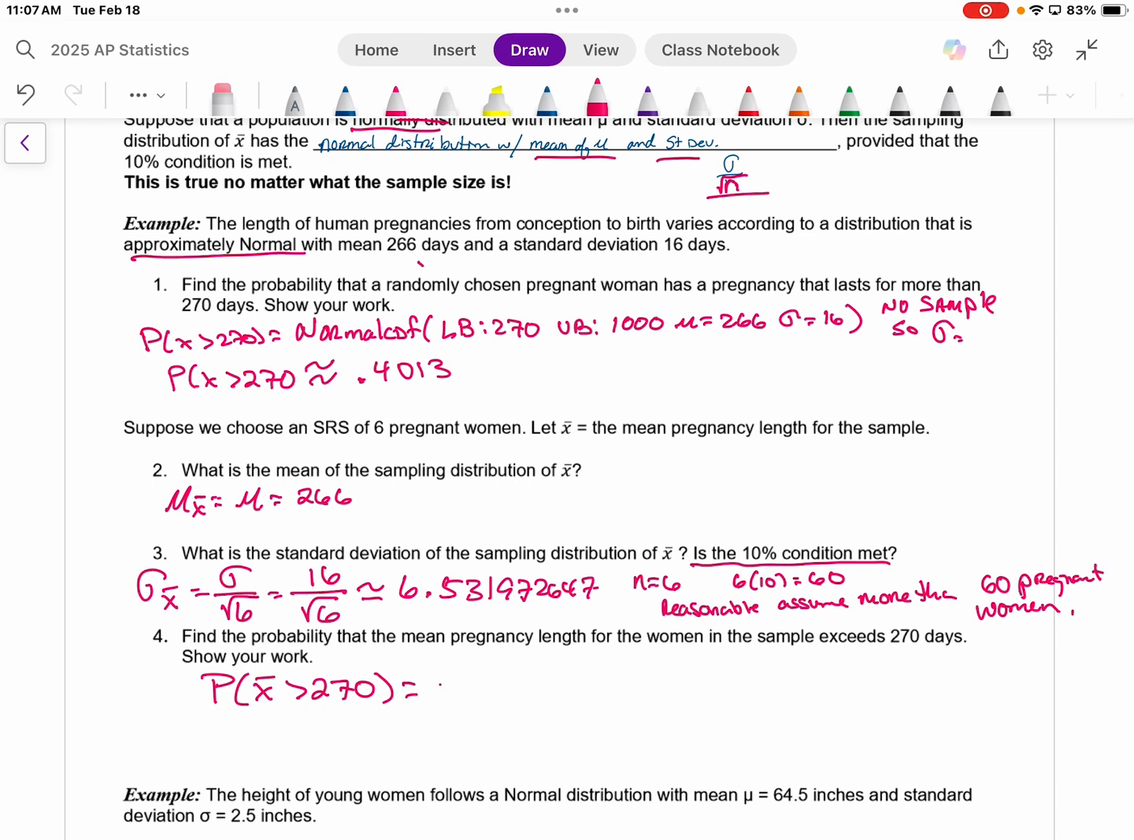So normal CDF. My lower bound is 270. Again, our upper bound, we can let it be 1,000 still. My mean is 266. The only difference is my standard deviation. My standard deviation is 16 divided by the square root of n. So that's what I'm going to do on the calculator.